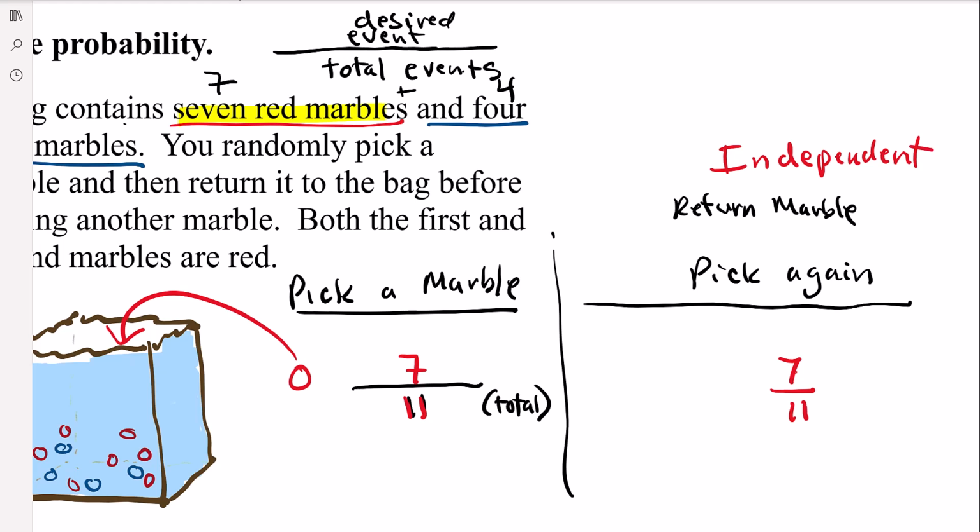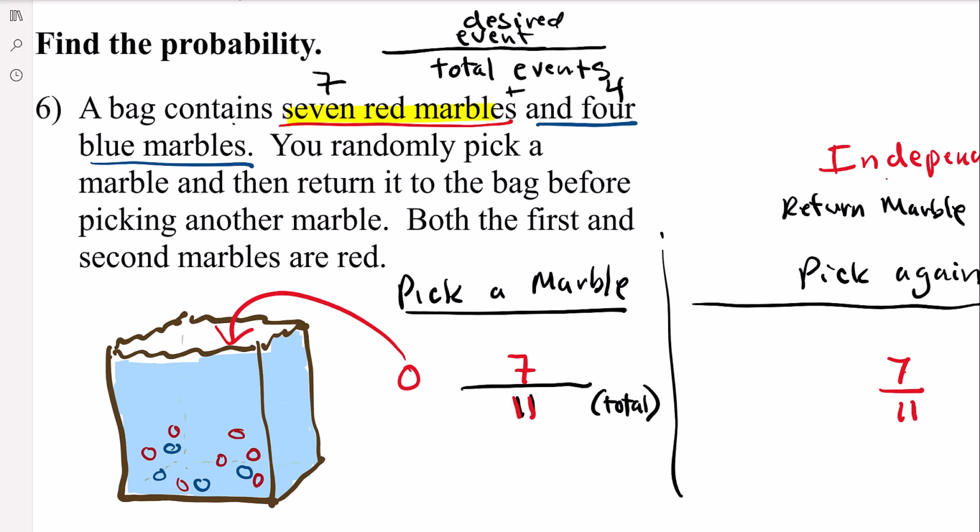Now, there's some people that argue, well, technically, if you touch the marble, it might have a film on it or might be dirty or something, and that could impact it, like you might be able to tell which marble it is when you're drawing again. But no, we're talking philosophically. If you return the marble, they have the exact same number again, there's still going to be 7 out of the total marbles. So that will be your probability the second time.